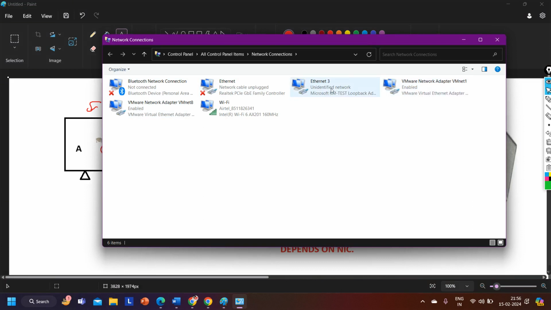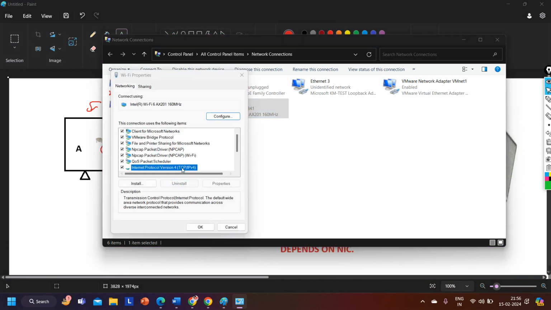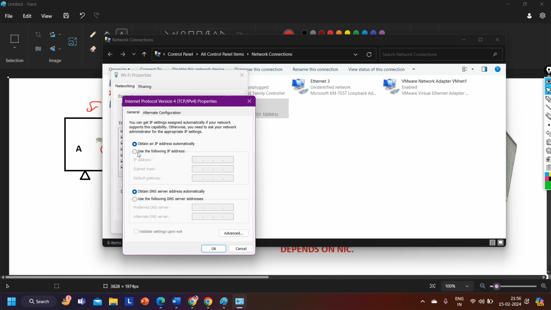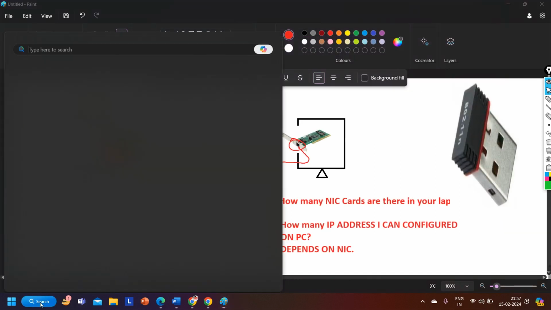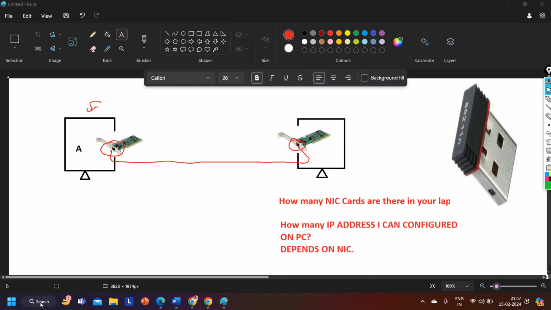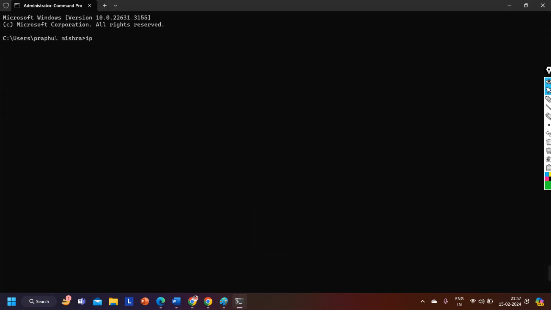Where's my Wi-Fi? Yes, Wi-Fi. See, on this Wi-Fi NIC, I have one IP address. Why are you not able to see the IP here? Because actually this port is getting its IP address from a DHCP server. So what I can do is simply open CMD, and here I can run one command to check the IP addresses on the Windows operating system.